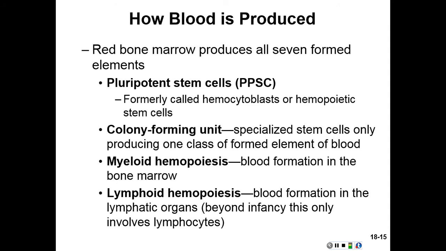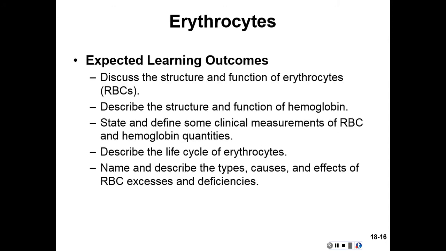The pluripotent stem cells, the hemocytoblasts, or your hemopoietic stem cells. Blast means immature. Colony forming units are specialized stem cells that produce a particular class of blood elements. Myeloid hemopoiesis is blood formation in bone marrow. Lymphoid is blood formation in the lymphatic organs. Now remember, the lymphatic organs play a role in filtering impurities in the body.